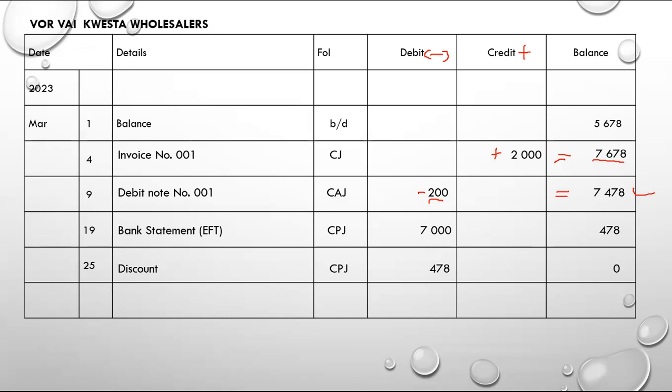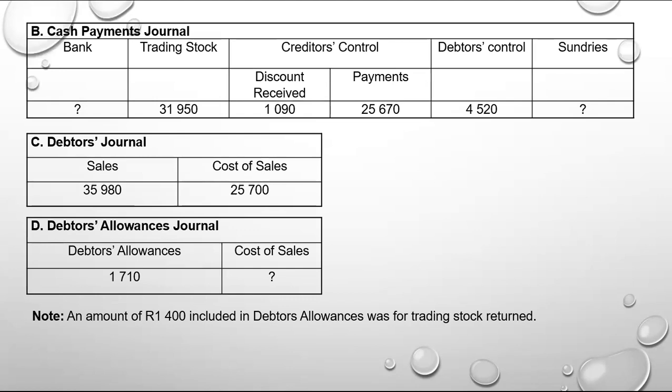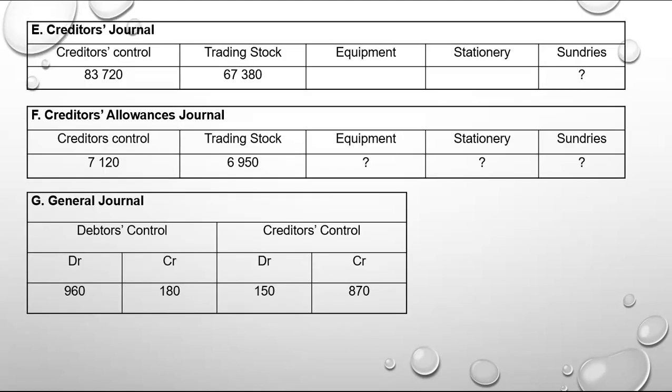All right, I have done question 1 and 2. I just want to leave you guys with question 4 before we go to question 3, because question 3 is about the journals. Question 4 is about the general ledger. I just want you to look at this and use all of that information to prepare this, and this, this, and that. I've put the signs for you already, so you should be able to do this because I've put the plus and the minuses for you.